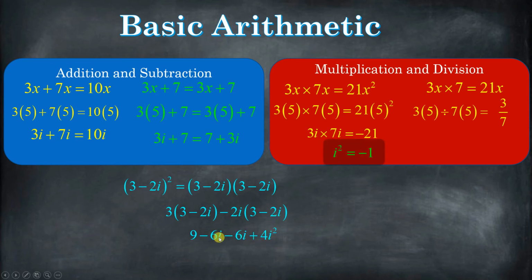We can combine these two. Those are like terms, right? So this is going to be negative 12i, but here's the issue. Do you see this right here? This is going to be negative 4. So what we're really going to end up having is 9 minus 12i minus 4, and that's 5. 9 minus 4 is 5, so it's 5 minus 12i.